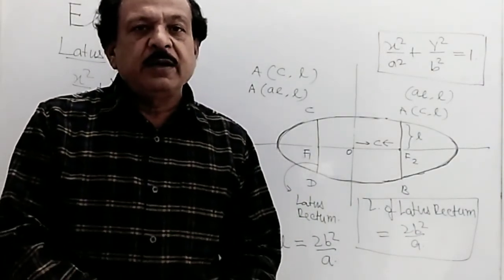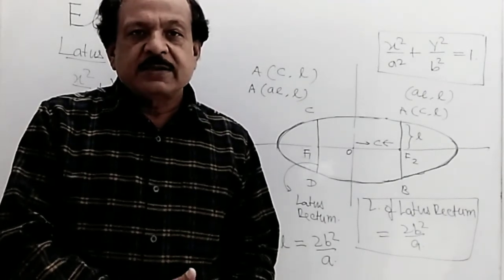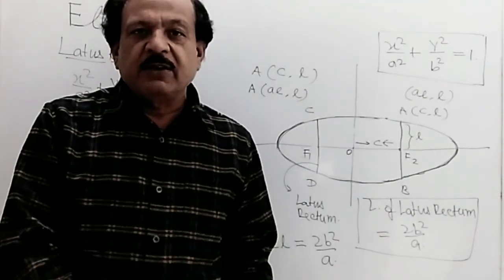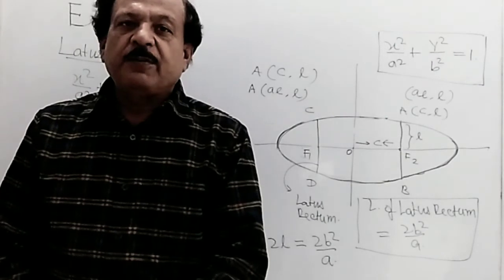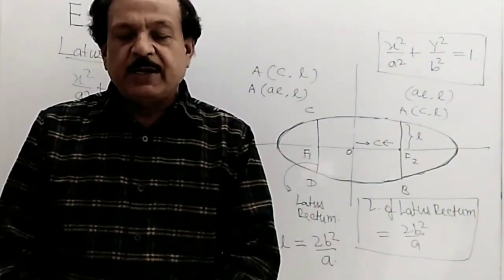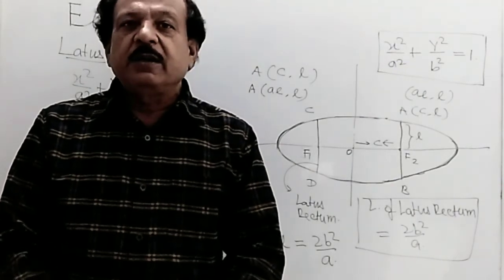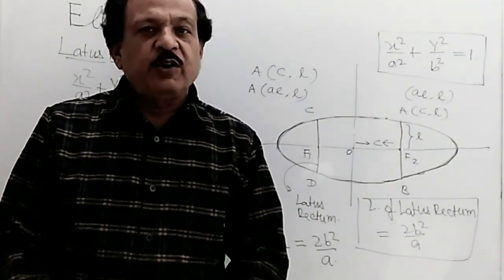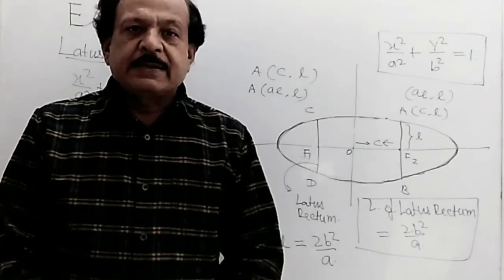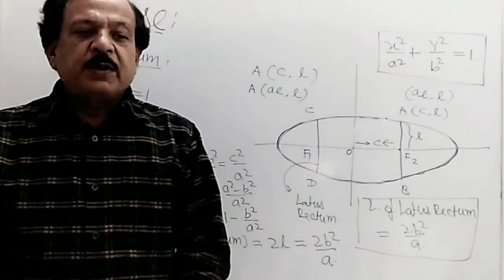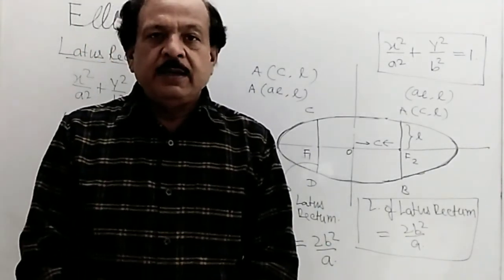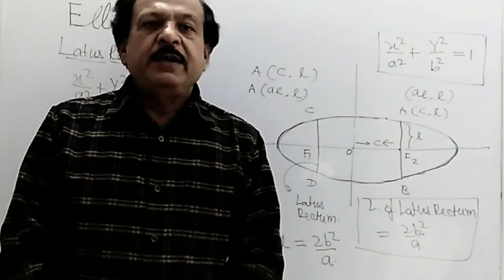If the denominator of x is greater, the major axis is on the x-axis; if the denominator of y is greater, the major axis is on the y-axis. So now you remember all of this. Next we see some problems of the ellipse. Thank you so much.